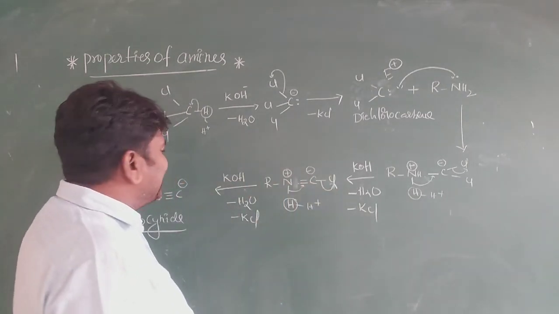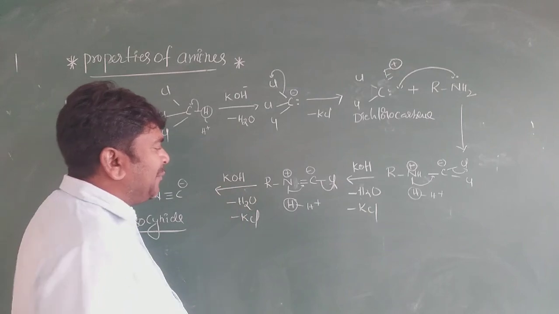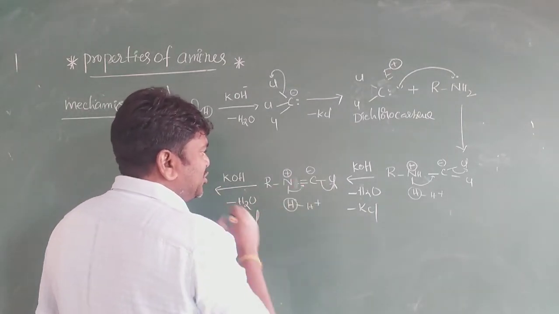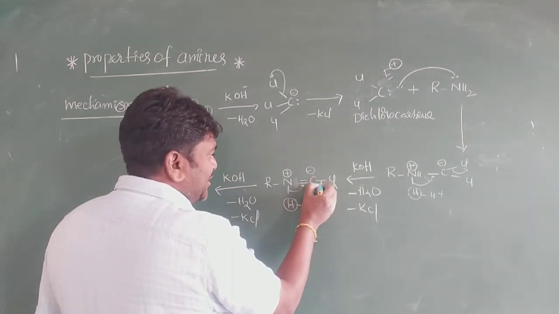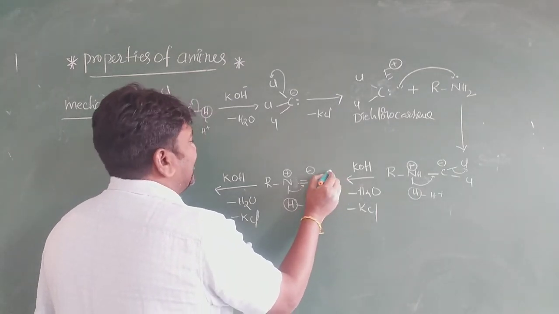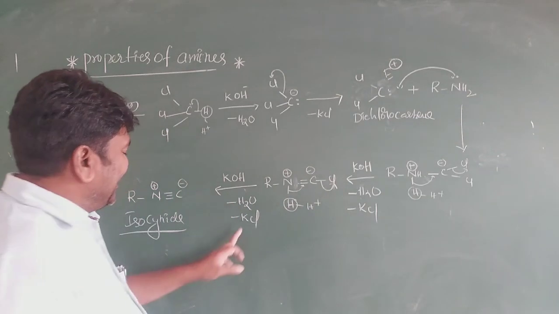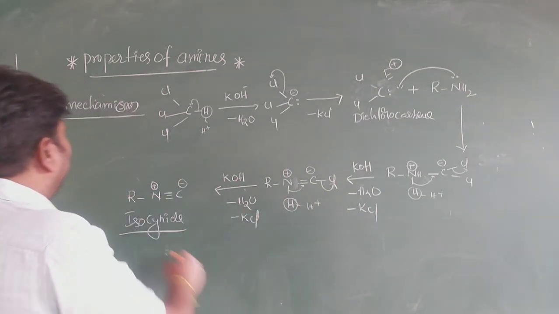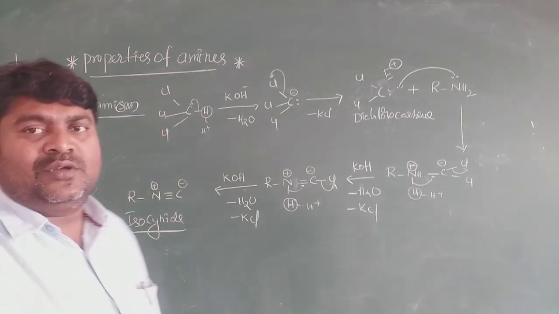Next again, in the presence of KOH, what happened? Same thing. These two electrons are shifting here, it is H plus. These two electrons are shifting to chlorine, Cl minus. The Cl minus and K, KCl is eliminated, and OH and H, water is eliminated. Finally, you will get the isocyanide.